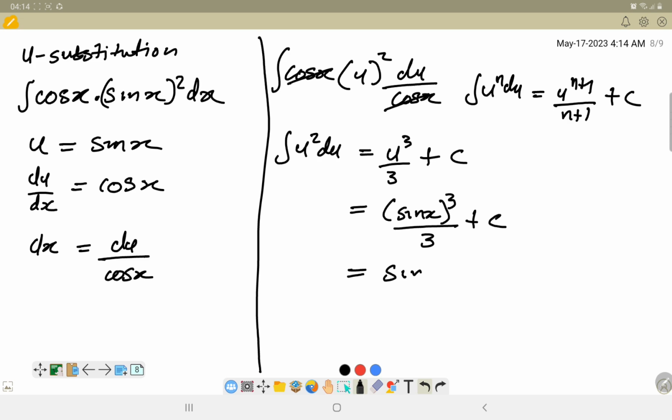This also can be written like this, sine cubed x over 3 plus c. So that is how to apply u substitution when we have trigonometric functions.